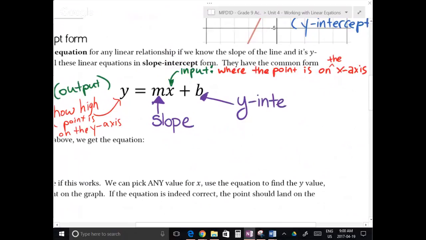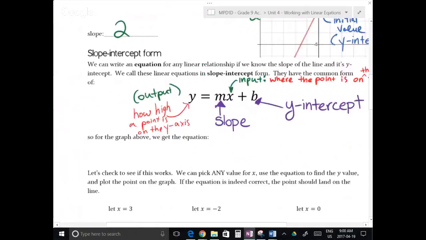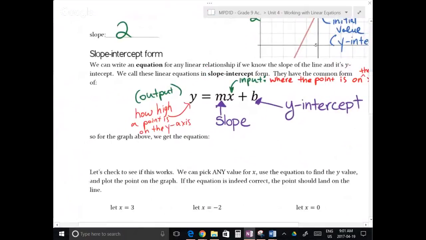Wait, why is it y-intercept? Again, could not find a good explanation. It's just the letters they use. That's right. Now I know why they didn't use I. I has a different meaning in math that you'll come across later on. Yeah, C for cross.